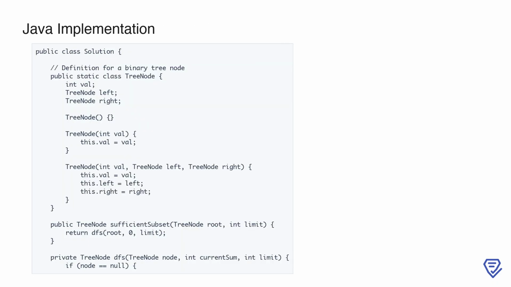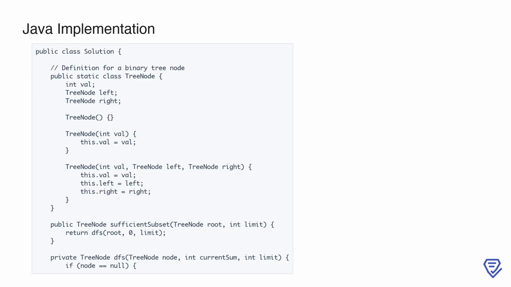Here, we begin the Java implementation by defining the structure of a binary tree node using the TreeNode class. Each node has a value, and pointers to its left and right child nodes. The class provides multiple constructors to handle different initialization scenarios, whether the node has no children, only a value, or both children. Below the TreeNode class, we define the main method, sufficientSubset, which takes the root of the tree and a limit as inputs. This method calls a helper function named DFS to traverse the tree recursively.